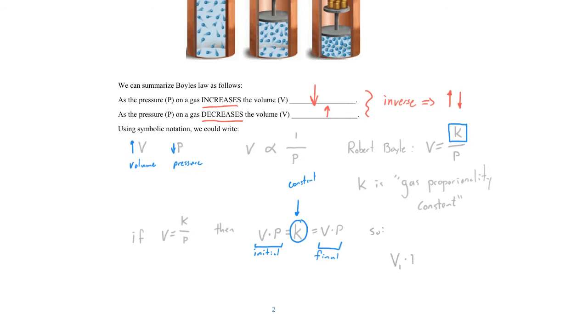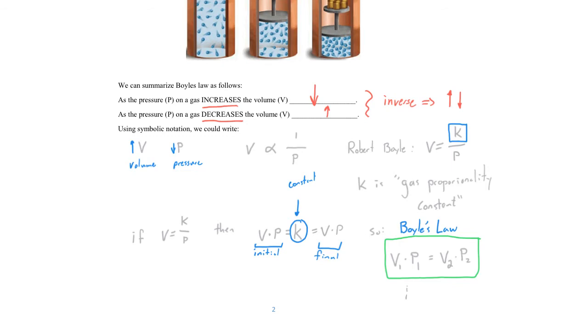So we can rewrite this as the product of volume and pressure at, say, instance 1 and the product of volume and pressure at instance 2 are equal to each other. And this is actually the most useful form of Boyle's law, where V1 times P1 is equal to V2 times P2. This is the form of Boyle's law that we'll most often use.